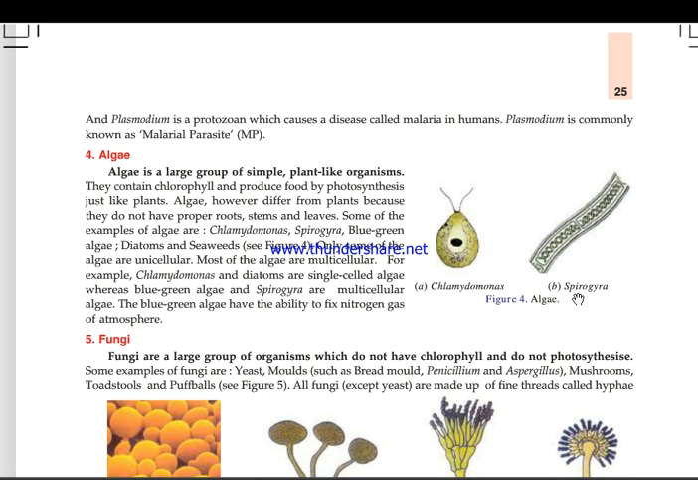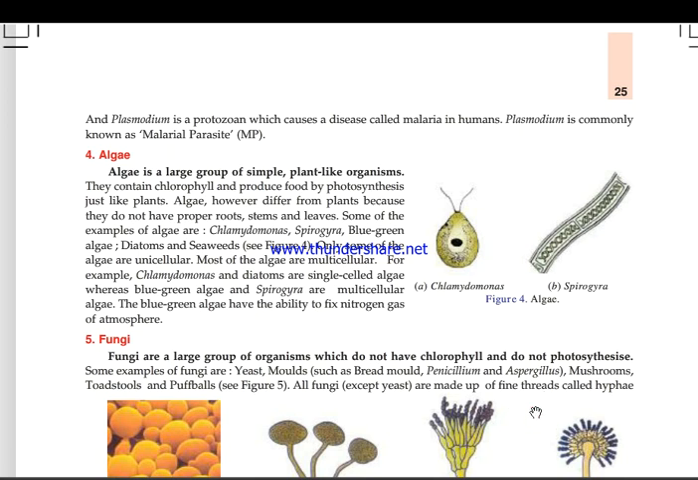Some of the algae are Chlamydomonas, Spirogyra, blue-green algae, diatoms, seaweed, weeds, etc. Some are unicellular in nature and some are multicellular. For example, Chlamydomonas and diatoms are unicellular algae, and blue-green algae and Spirogyra are multicellular algae. Blue-green algae are also useful to fix the nitrogen gas of the atmosphere. It means they are also used in the nitrogen cycle, or fixing of nitrogen.